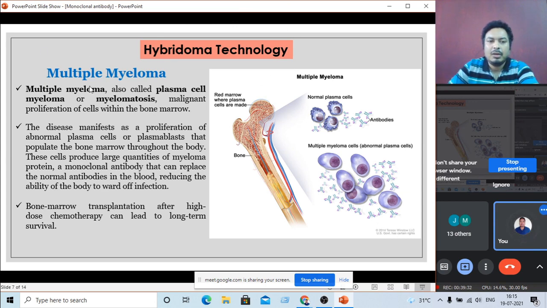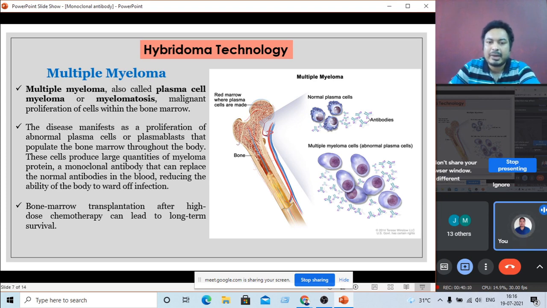Okay. So multiple myeloma is one type of cancer. This cancer develops in the plasma cell. You can see multiple myeloma, also called plasma cell myeloma or myelomatosis, is a malignant proliferation of cells within the bone marrow. So inside the bone marrow, the plasma cells show multiple growth. Okay, so why are they multiplying inside the bone marrow? Because these are cancerous cells. That means uncontrolled growth, uncontrolled proliferation, occurs of this particular plasma cell.